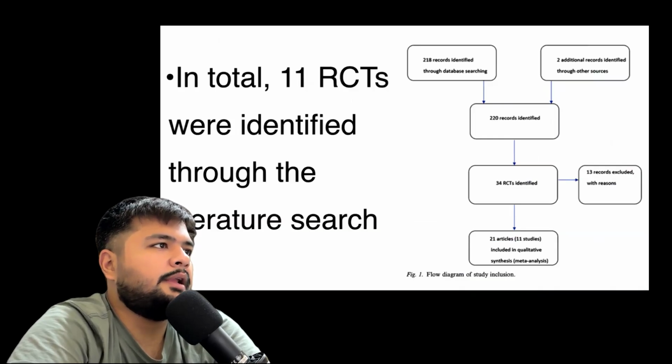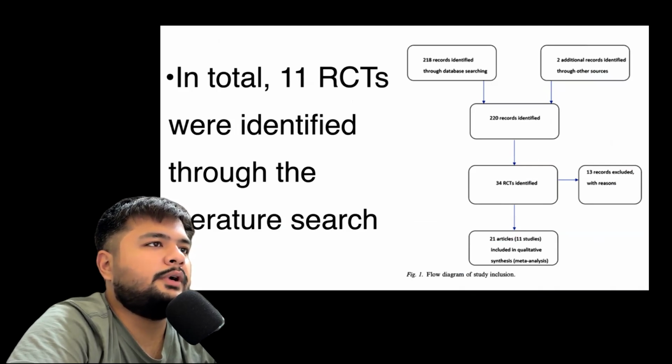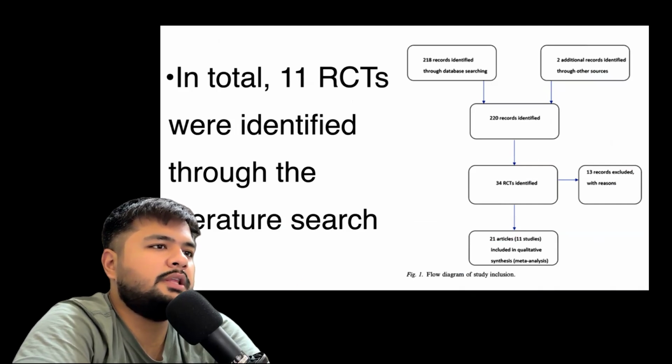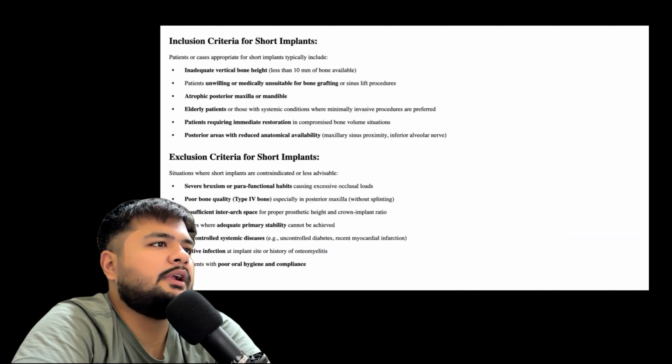Then in total, 11 RCTs were identified through the literature search. 218 records were identified, so you can look at all this by pausing the video. Coming to the methodology, a PubMed hand search and cross-referencing was done, and 11 RCTs were taken.